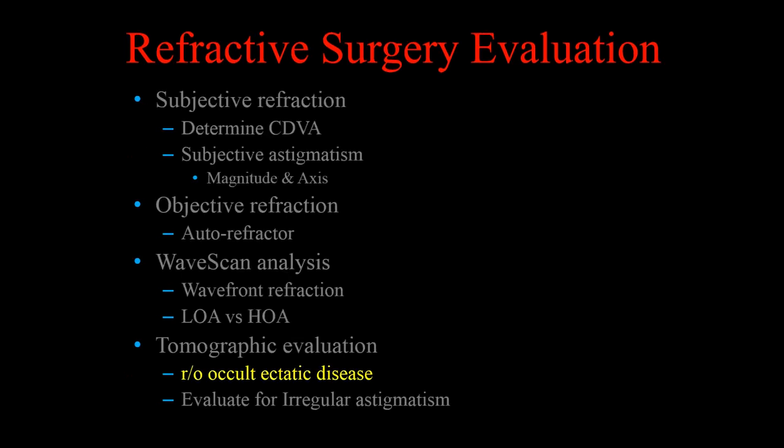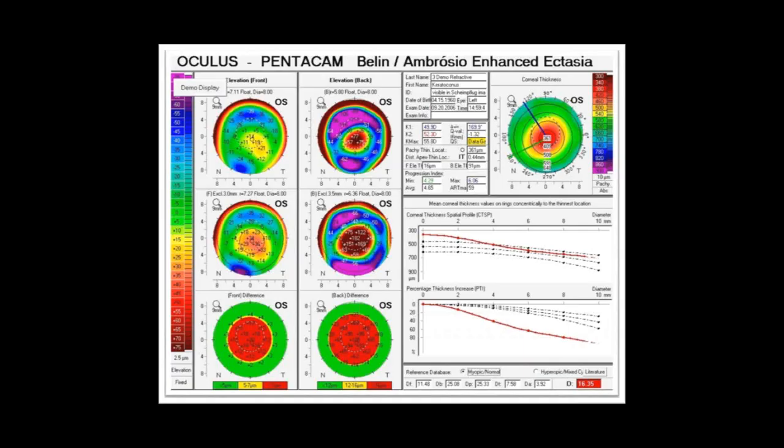If we compare that to our cataract patients, it's very, very different. Again, in our refractive surgery patients, the main thing that we use tomography or Pentacam for is to rule out occult disease. I'm talking about primary refractive surgery, not reoperations. If we look again at the Belin Ambrosio display, which is what many of you might be using for your refractive screening, it again is designed to separate normal from abnormal.